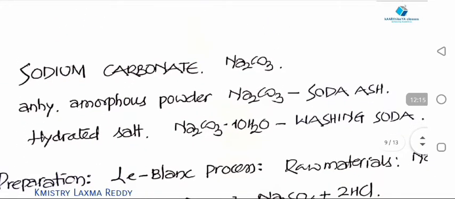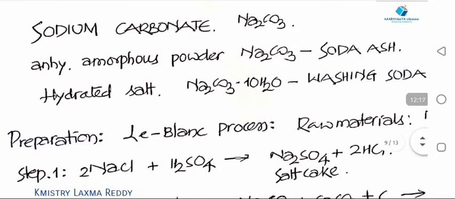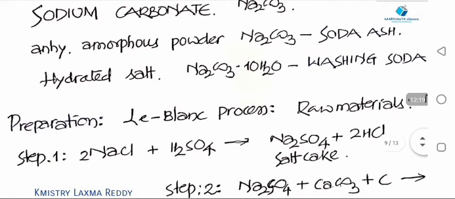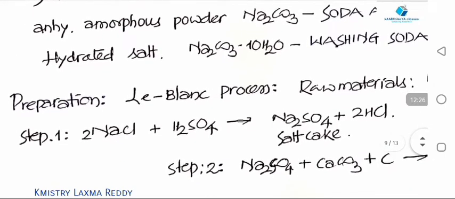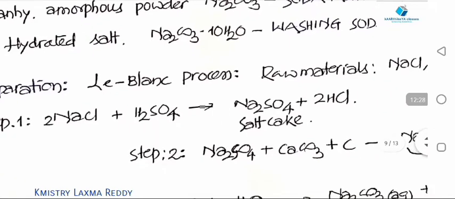We will have a look at sodium carbonate. Sodium carbonate formula is Na2CO3, an anhydrous amorphous powder. Na2CO3 is called soda ash. The hydrated salt Na2CO3·10H2O is washing soda.